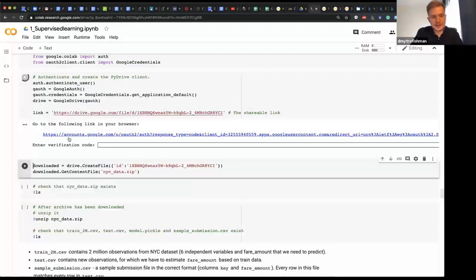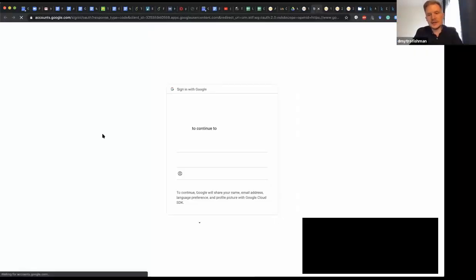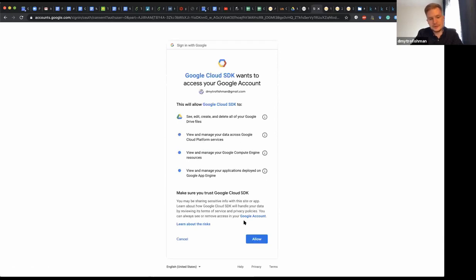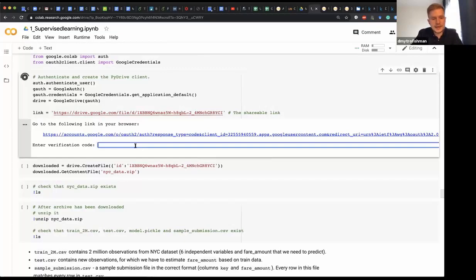If you run this cell, it will tell you I need a verification code. So if I click on this line here, it will ask me for an account. It will say, hey, could you choose your Gmail account? And I say, well, take my default Gmail account. So I say allow, and then I copy this code here. I copy it into my keyboard buffer. I go back and I paste my code inside this box.